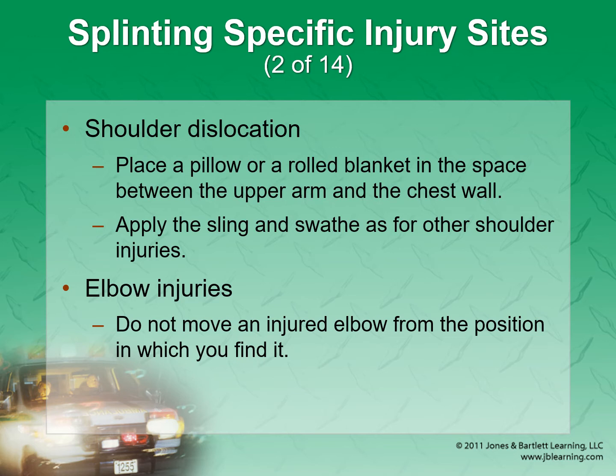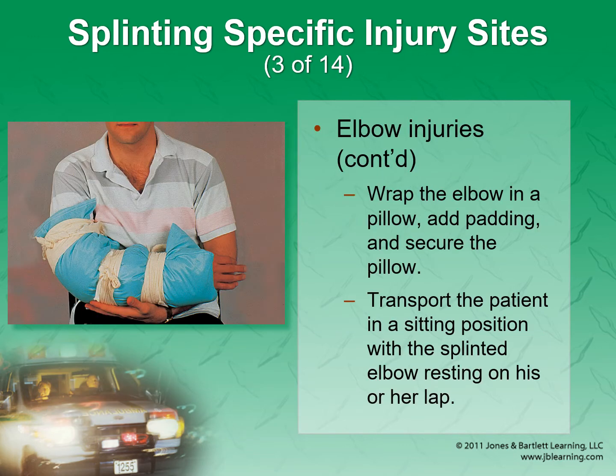There's a bursa sac in there, there's nerves and arteries and all sorts of stuff in there, and if we're not careful, we can do a lot of damage manipulating an elbow injury. So basically, splint it as it lies, make sure there's distal PMS, and take it to the hospital. There you go. We're not messing around with elbow injuries.